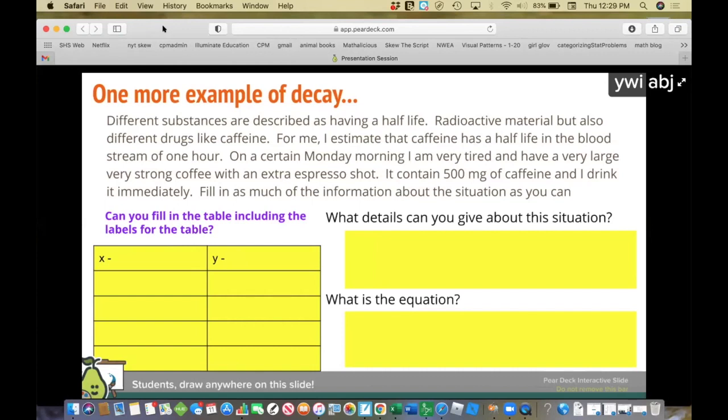500 milligrams. Yep, excellent. And then if after an hour I have half of that, what do I have after an hour? 250. 250. And then after another hour, I have half of that, which would be... Wait, so it just keeps doing that every hour? Yep, half, half, half.